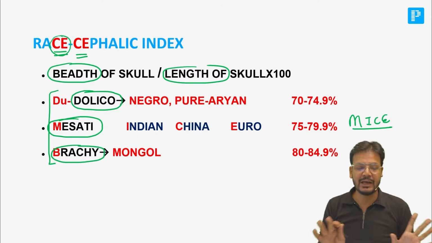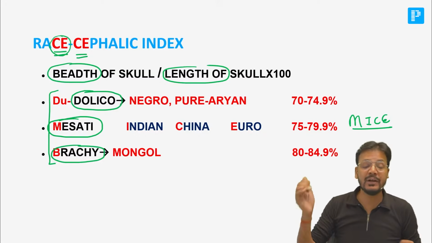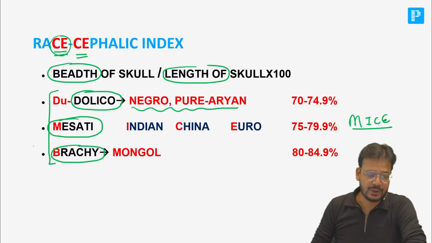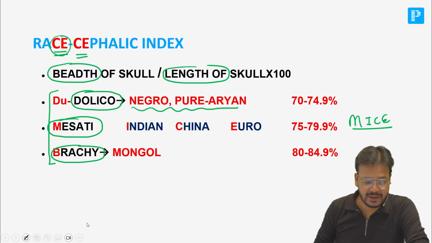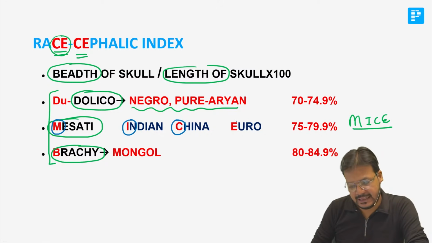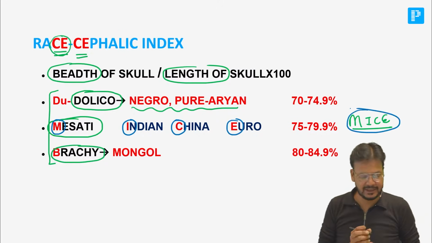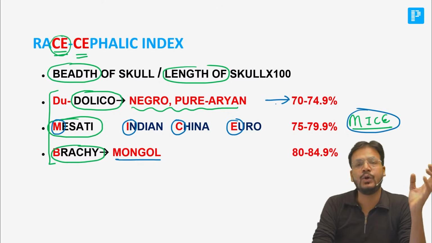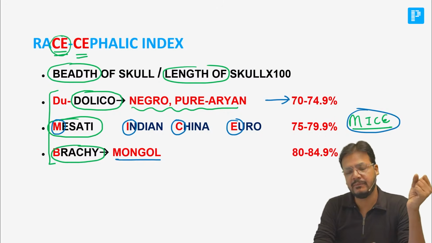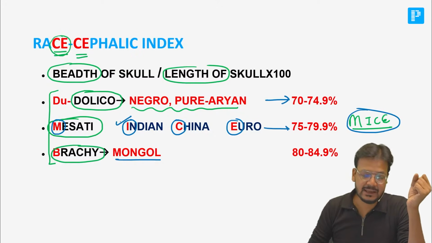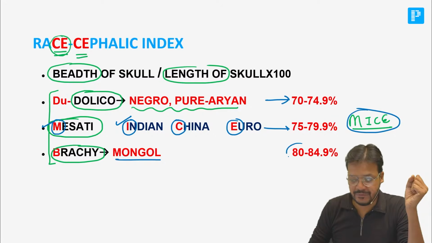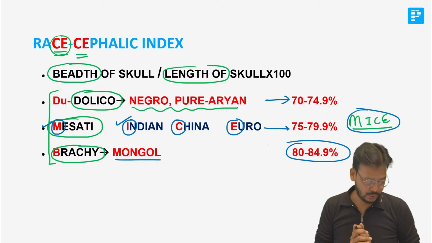Now dolichocephalic, डोले शोले किस में होते हैं बेटा, डोले शोले are seen in Negro and pure Aryan. MICE, you can pick the word MICE, M for mesaticephalic, I for Indian, C for Chinese, E for European, the trick is mice, that's very simple. And brachycephalic are present in Mongol, and you start with dolichocephaly 70 to 74.9। मस्ती इंडिया वाले बहुत मस्ती करते हैं, so mesaticephaly is seen in Indians, that is 75 to 79, and brachycephaly is in Mongol.